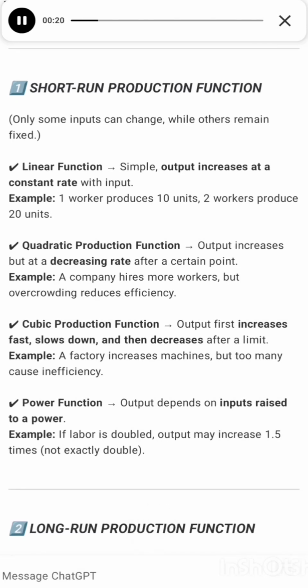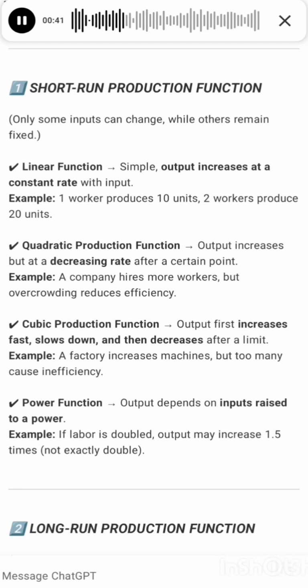Linear function. Simple, output increases at a constant rate with input. Example, one worker produces 10 units, 2 workers produce 20 units. Quadratic production function, output increases but at a decreasing rate after a certain point. Example, a company hires more workers but overcrowding reduces efficiency.